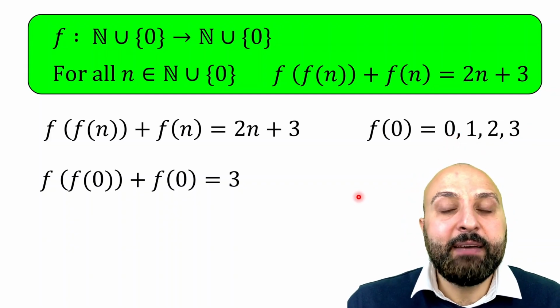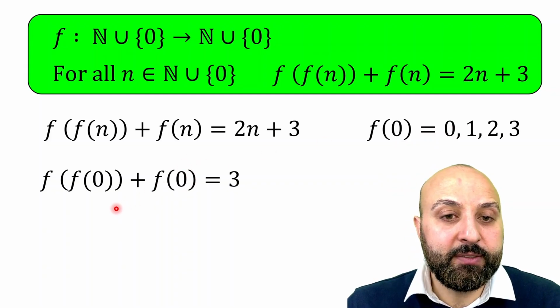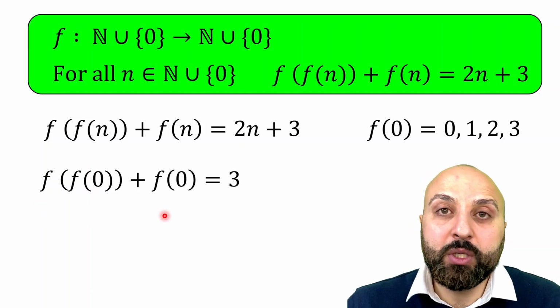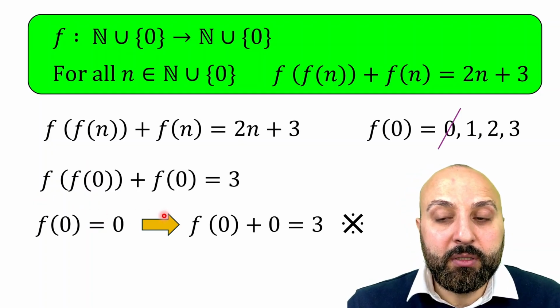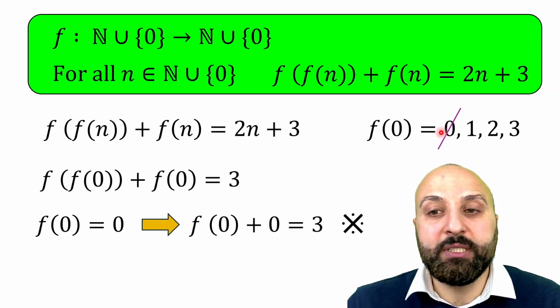Let's say that f(0) is equal to 0. What will happen? If f(0) is 0, then this is 0, and this one becomes f(0), which is again 0, so we have 0 equal to 3, and that is a contradiction. Therefore, f(0) equal to 0 is not going to work, so this cannot be an answer.